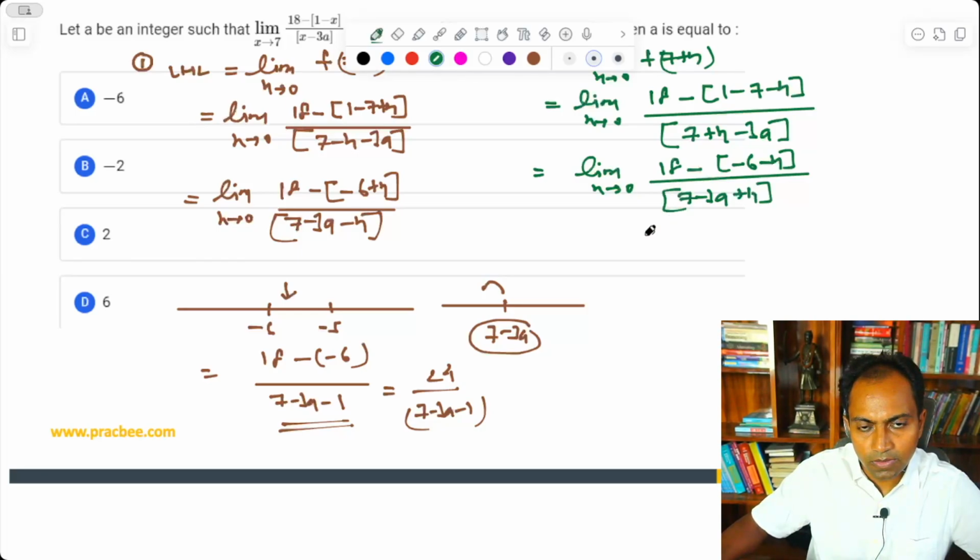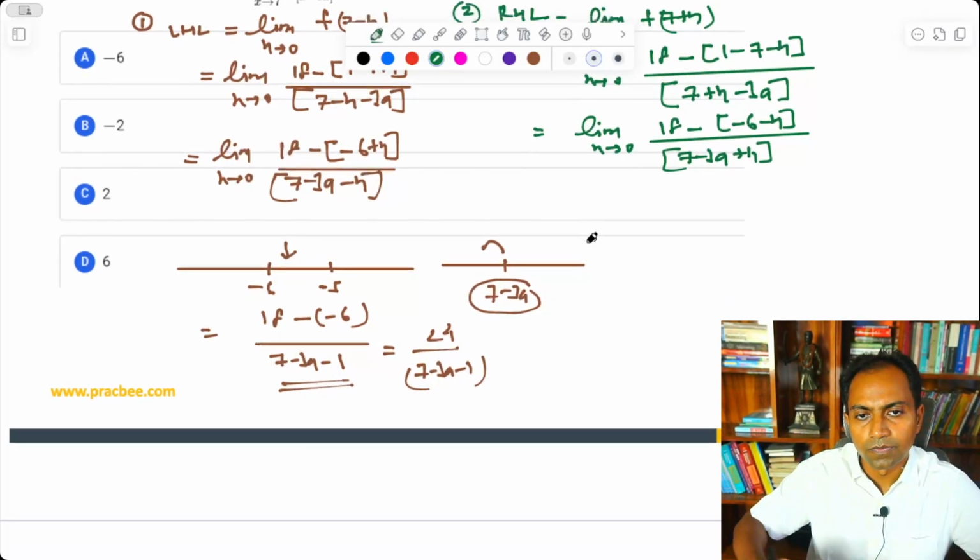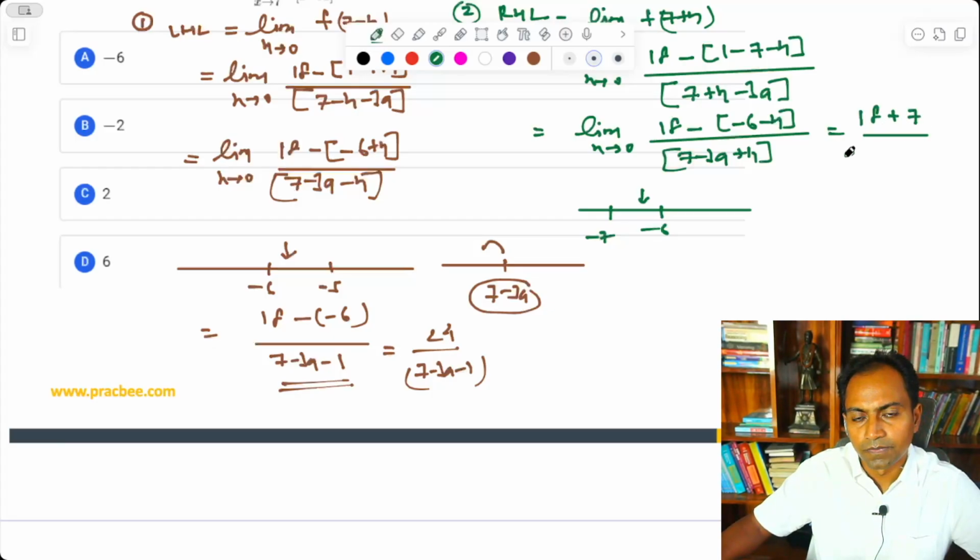So what will happen? Now again in the second part, what are you looking into? You are looking for values. If I look into the first part, minus 6 minus h, smaller values, so between minus 6 and minus 7. Now you are here. So the value of this part will become minus 7. So this will become 18 plus 7. For the next part, if you look into the denominator, if this is 7 minus 3a and I am looking into values, this is 7 minus 3a plus h here. So the greatest integer will become 7 minus 3a. This is what we have got.